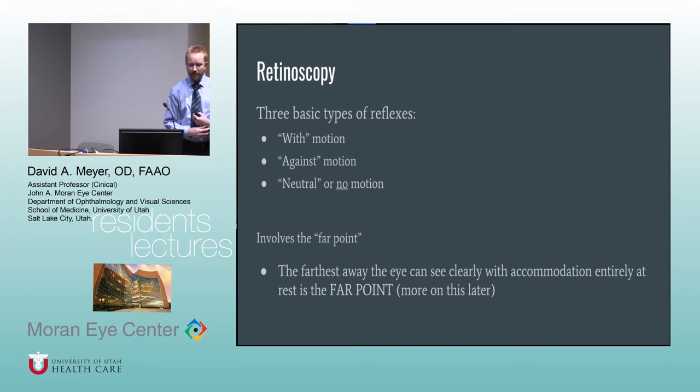That can definitely happen. There's basically three types of reflexes. There's with, and there's against, and there's neutral. And all this involves the far point. We'll talk a little bit more about the far point in a little bit. But basically, the farthest away point that your eye can see without accommodation. If your accommodation is totally relaxed, what's the farthest point that you can see clearly? That's your far point. And like I say, we'll go into that in a little bit.